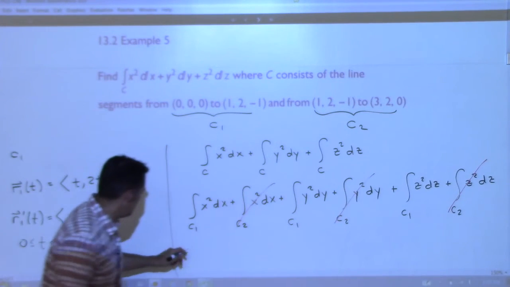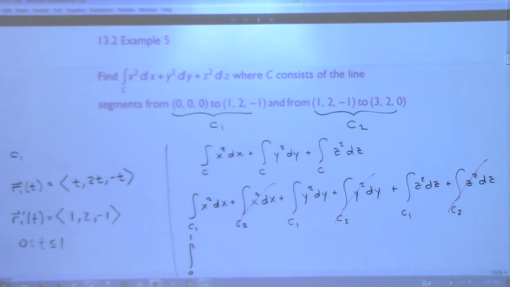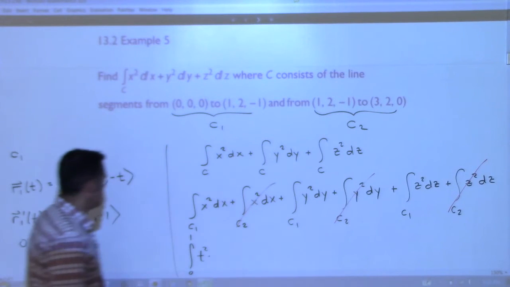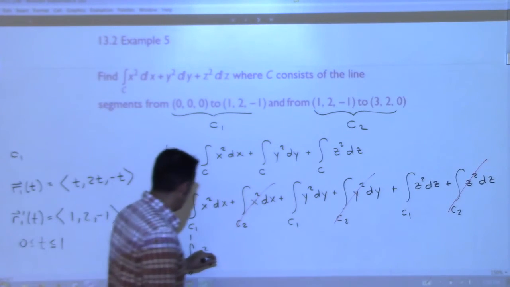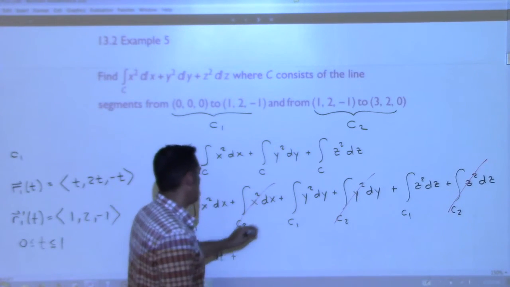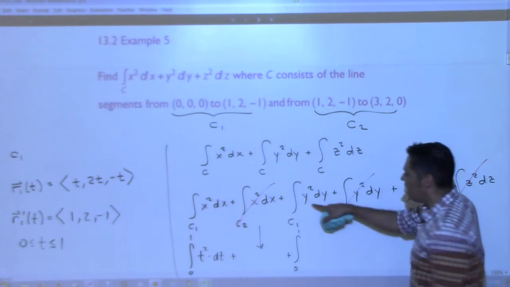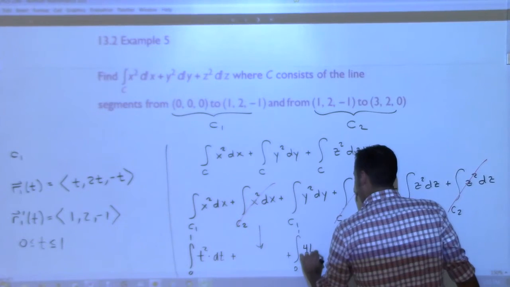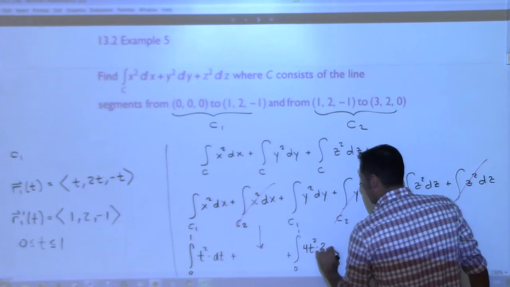This one right here would become integral from 0 to 1 of what's x squared? It's t squared, right? Because I'm picking off the x component here. So t squared, and then what's dx? It's this piece right there, right? That's dx, so that's 1. So that's just 1 dt. And then plus whatever that one is, right? I'm skipping. Plus integral from 0 to 1. Now y squared dy. So what's y squared? 4t squared. And then dy? 2, right? So you can put the times 2 dt there. There we go.